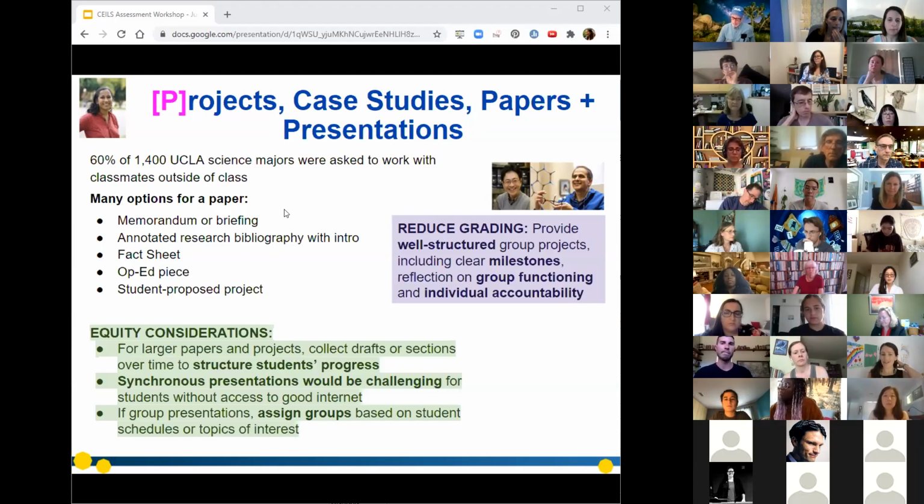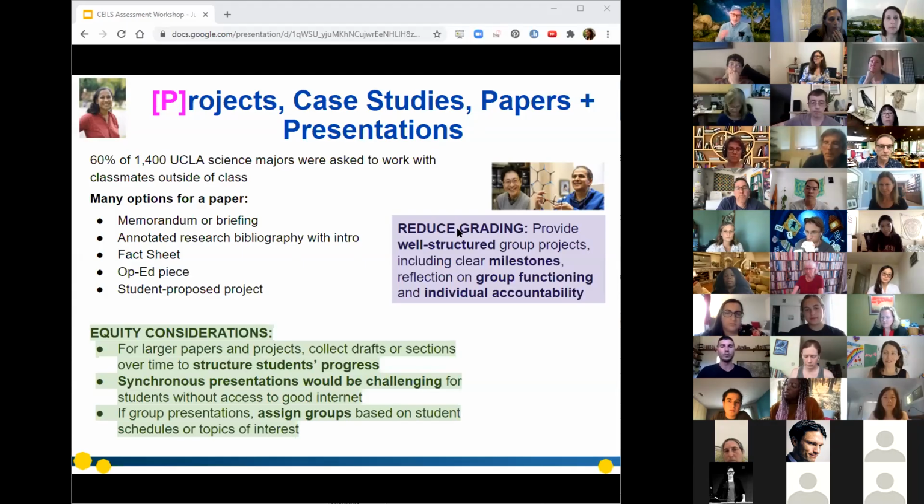Think about how synchronous presentations could be challenging. And if they're group presentations, we really want to encourage you to assign groups somehow based on student schedules or topics of interest. Ways to reduce grading for large courses are to have it be structured with clear milestones so that the students are learning along the way rather than just doing something that's not very good and then you get it at the end and you spend your whole winter break grading these miserable projects, right?